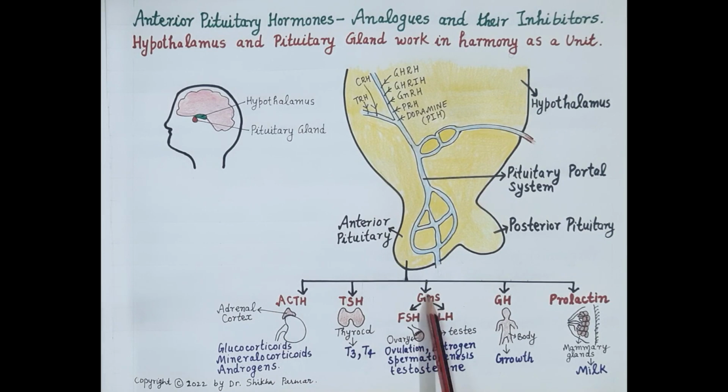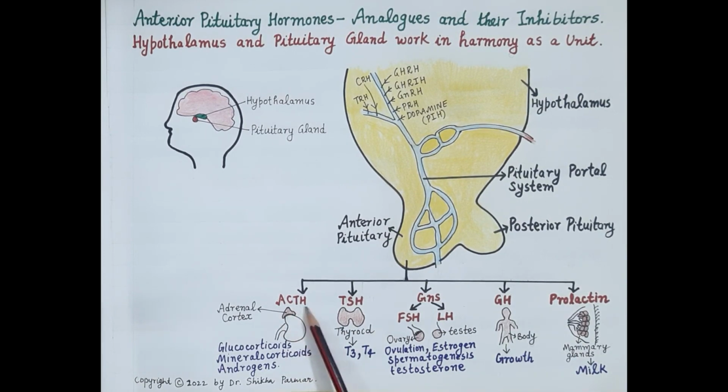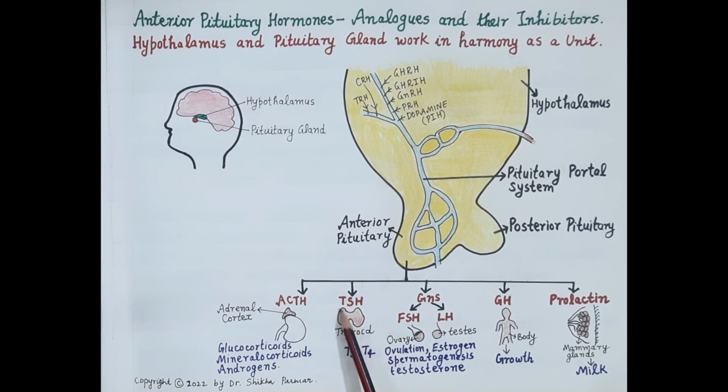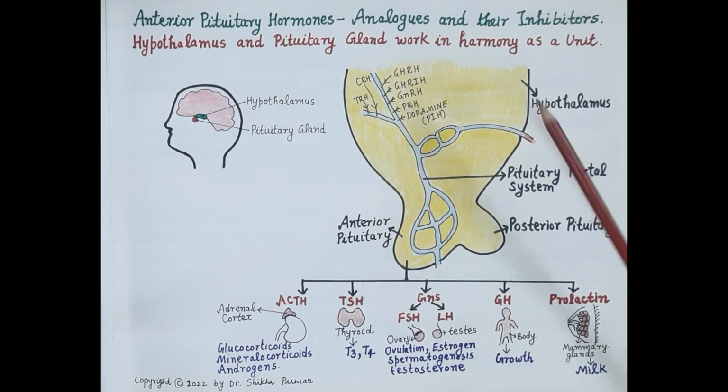Now, 1, 2, 3, 4, 5, 6. These are the 6 hormones that are produced by the anterior pituitary, namely ACTH, that is adrenocorticotropic hormone, TSH, that is the thyroid stimulating hormone, then 2 gonadotropins, namely FSH, that is the follicle stimulating hormone, and LH, that is luteinizing hormone. Another hormone produced by the anterior pituitary is GH, that is the growth hormone, and prolactin.